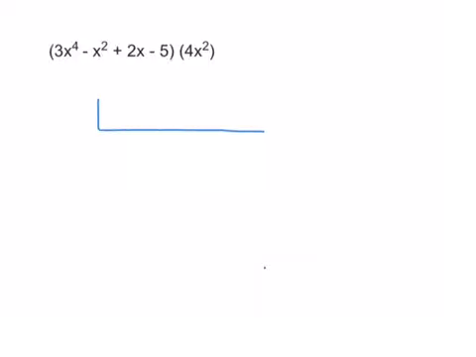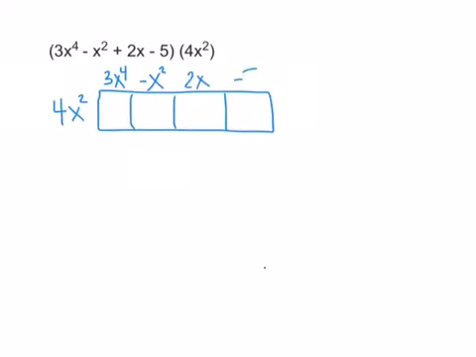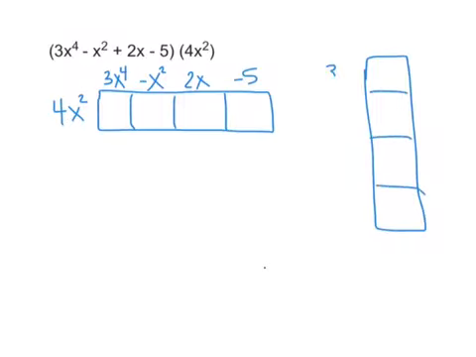Okay, so I'm still going to use a 1 by 4 array. I'm going to put my 4x squared here, and my 3x to the fourth, negative x squared, 2x, and negative 5. Now if you decided to make a 4 by 1 array, I want to show this quick. A 4 by 1 array is going to give you the exact same solution. So if you put 3x to the fourth, minus x squared, 2x, and negative 5, and you multiply that by 4x squared, we will get the exact same solution. Maybe I'll go ahead and do this one on the right, the vertical one.